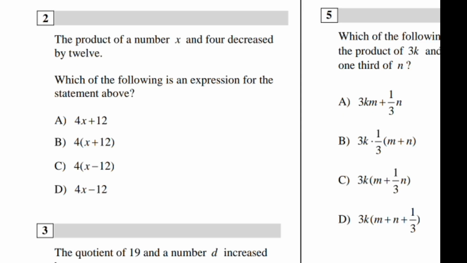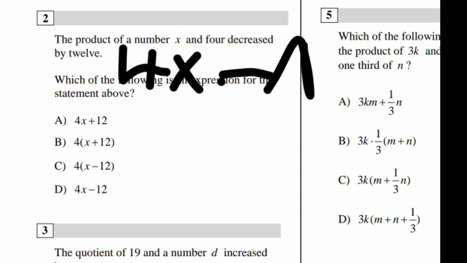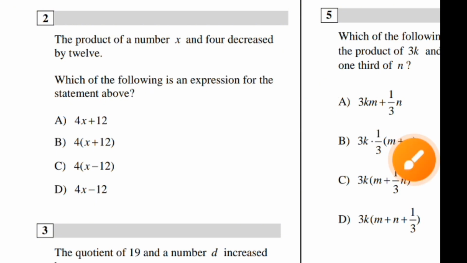The product of a number x and 4 decreased by 12. Which of the following is an expression for the statement above? The product of a number x and 4, decreased by 12. And so our answer here is D. That's how it looks. Moving to the next question.